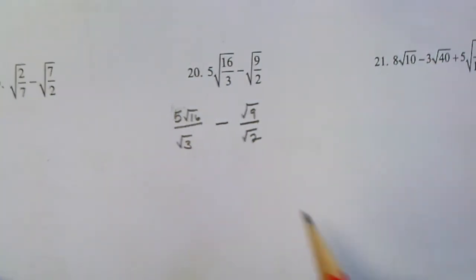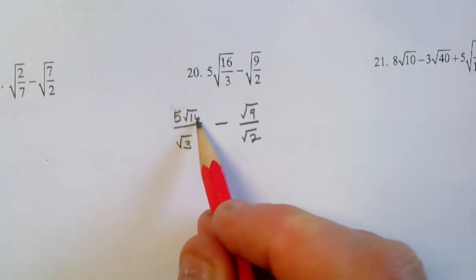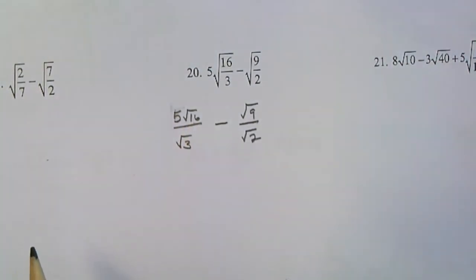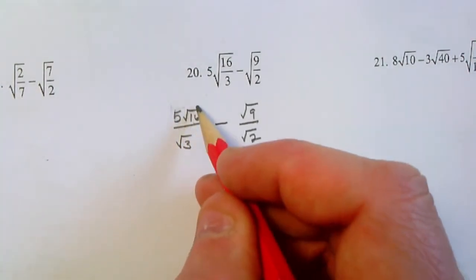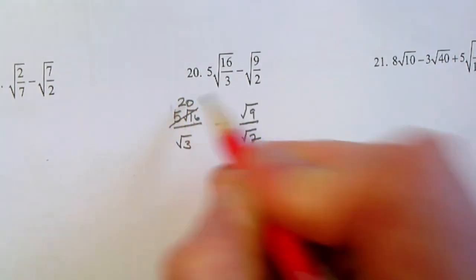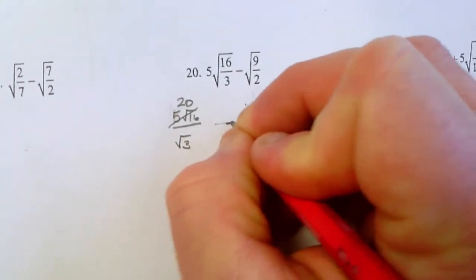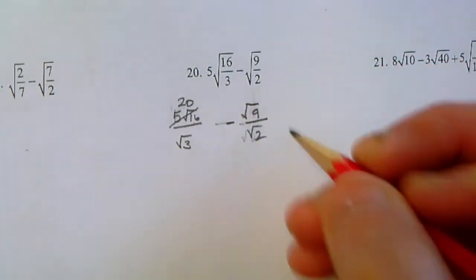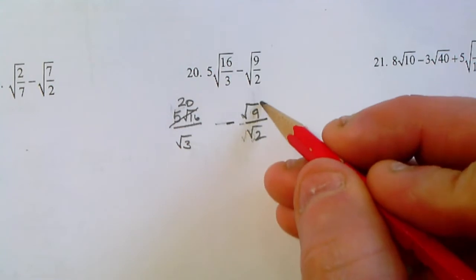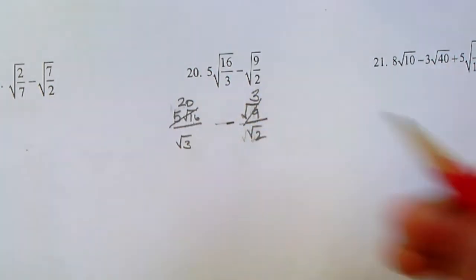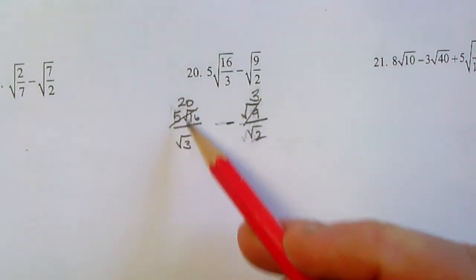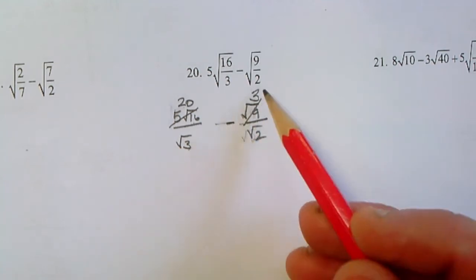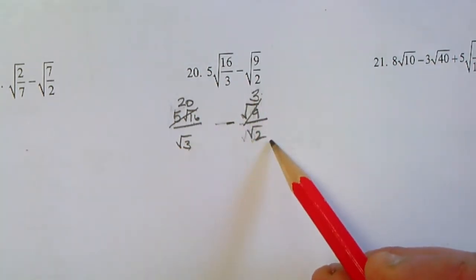Okay? Now, the first thing I notice is this. What's the square root of 16? It's 4. So really, this is 5 times 4. I'm going to make that 20. Okay? I'm actually going to make a space here, because I see what's going to happen next. Okay? So minus, now we have the square root of 9 over the square root of 2. Now what's the square root of 9 become? That's just 3. Okay? So right now we have 20 over radical 3 minus 3 over radical 2. So what am I going to do next?